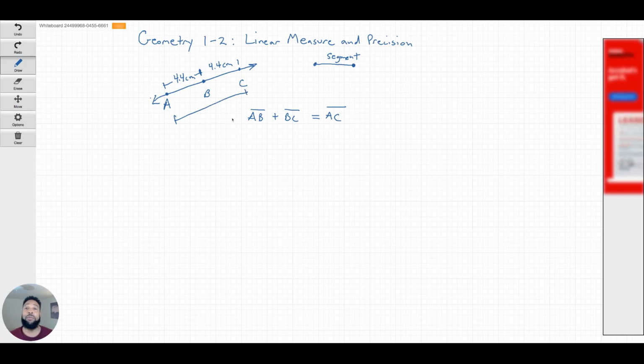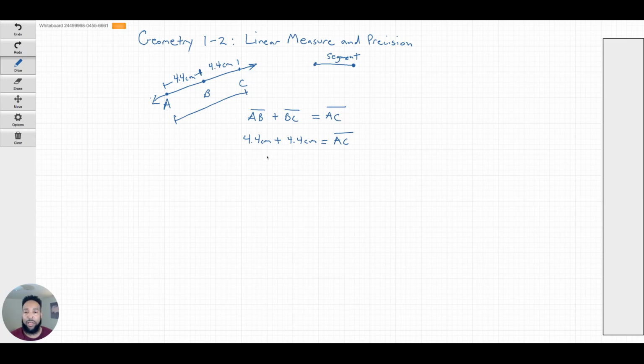So with that being said, let's plug in some numbers to see if we can find out what AC is. So AB is 4.4 centimeters. BC is 4.4 centimeters. The two of those added together give us segment AC. So when we add those together, 4.4 plus another 4.4 gives you 8.8 centimeters equals AC. Fairly easy, right? Pretty simple, pretty easy.